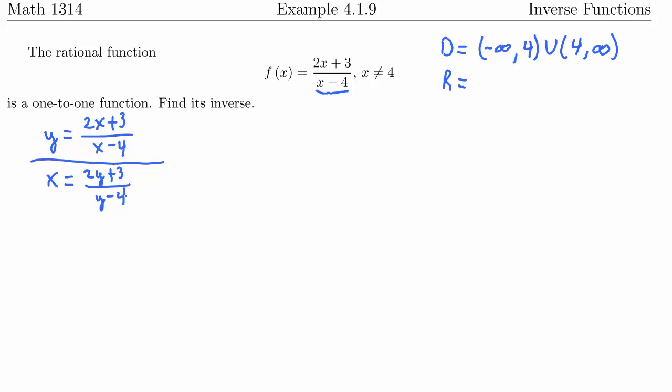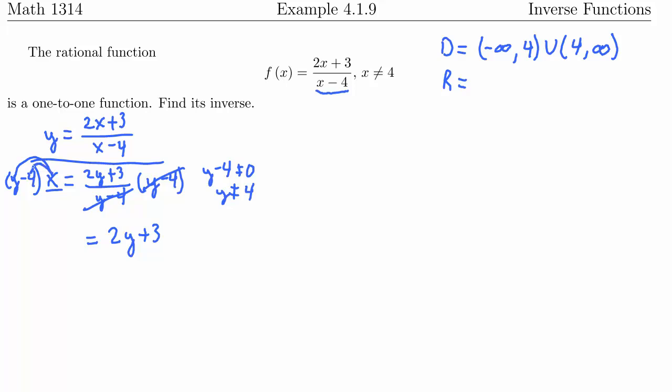Now technically, in order to do what I'm about to do, I'm going to have to say that y minus 4 is not equal to 0, which means y is not equal to 4. So because of this, I can multiply both sides here by y minus 4. Whenever I do that, this y minus 4 and this y minus 4 cancel each other. And on the right hand side, you're simply left with 2y plus 3. At this point, distribute the x into both of these terms for the y minus 4. That actually gives me xy minus 4x.